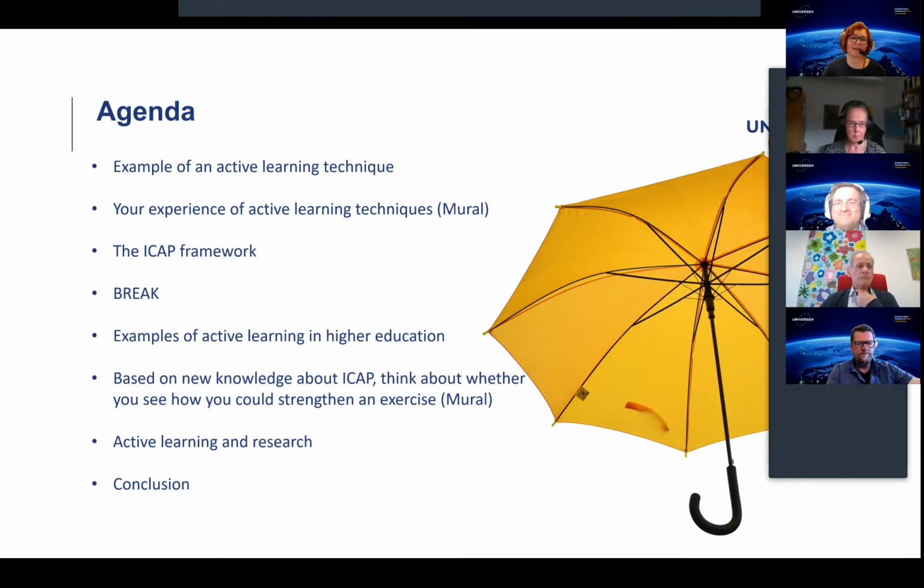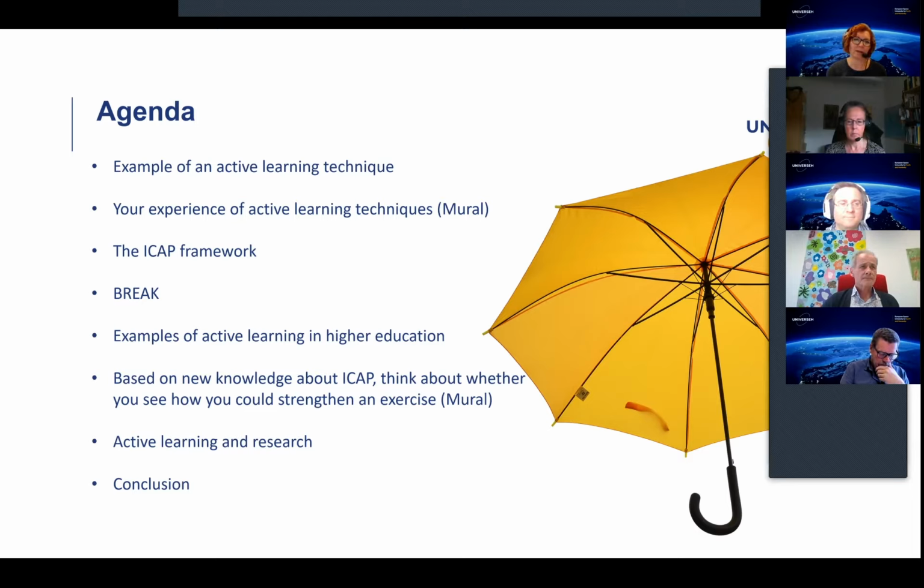Thank you. And here you see the agenda for today. We want to start with giving you an example of an active learning technique. And of course, we would like you to be active as well. So we have Mural prepared, where we are going to work with your experience of active learning techniques and where we want you to introduce yourself as well.